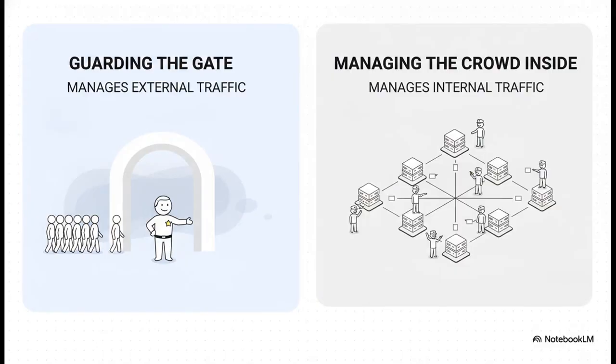We've basically got two main systems at play here. First, a load balancer manages what we call north-south traffic. So that's the external traffic coming from the wild internet right up to your front door. It smooths out those big initial spikes. Meanwhile, the service mesh manages the east-west traffic. That's the incredibly complex internal routing going on between your dozens or even hundreds of microservices. So they work together, right? One guards the gate and the other manages the crowd inside.